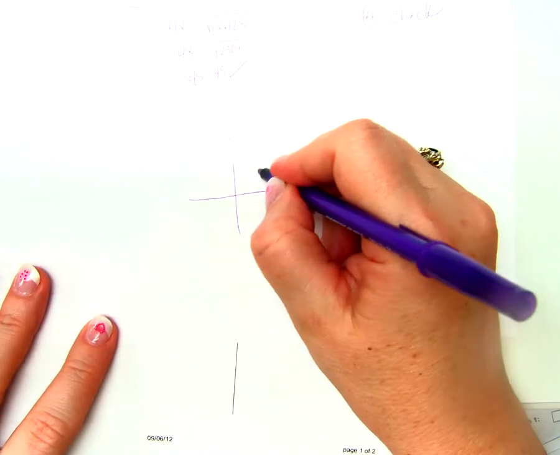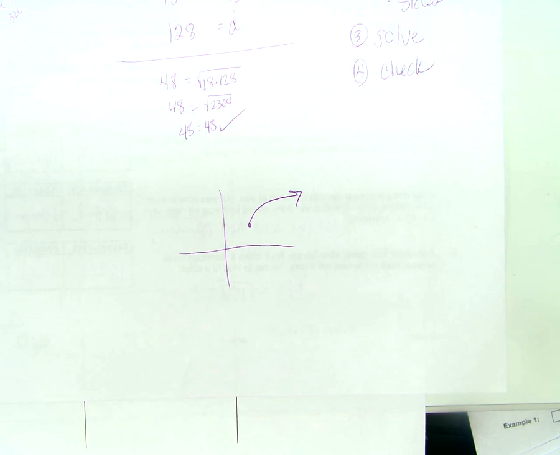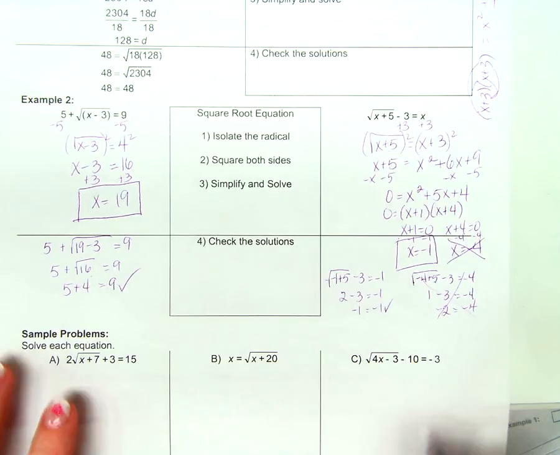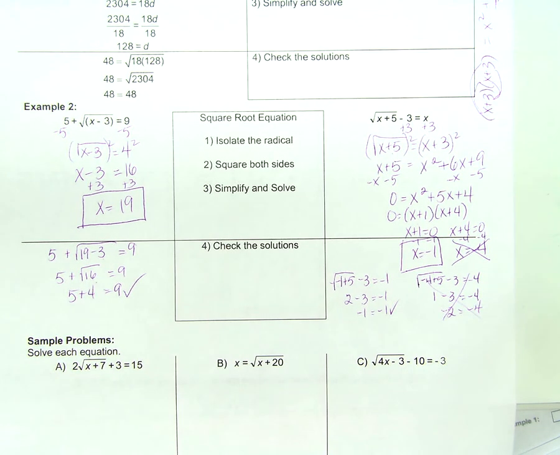Because, where's my paper? It could look like this, right? How many times is that going to cross the x-axis? Never. Okay? So just keep that in mind when we're doing this. We should get one answer. Okay? Are there any questions?